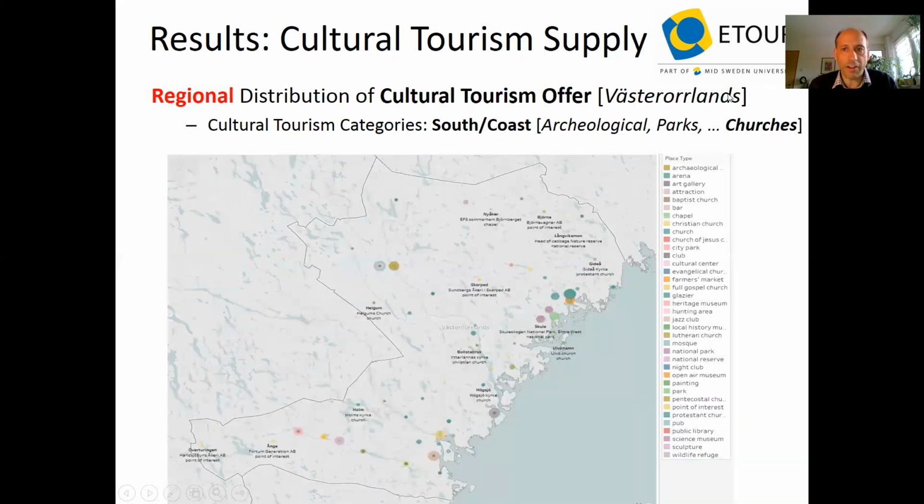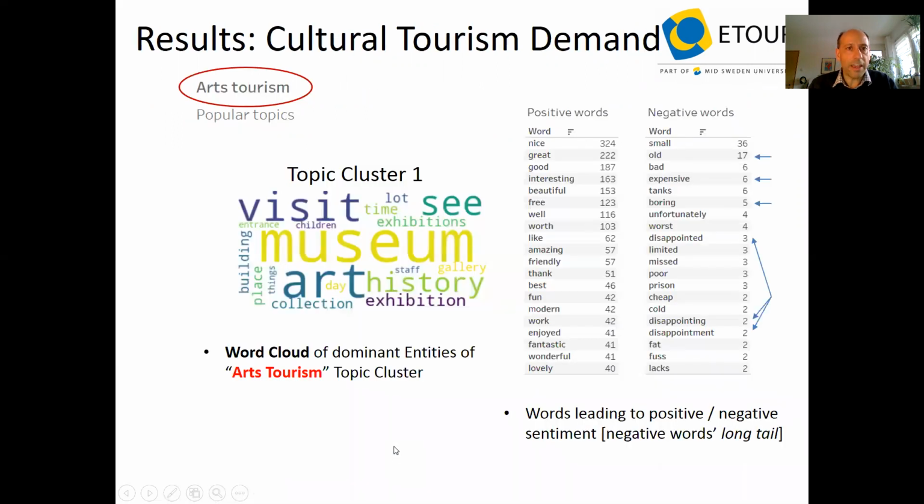In contrast, we have another region, Westerorland, which is basically showing archaeological sites, parks, as well as churches, mostly among the seaside and in the south. Here we see now such a topic cluster, which is shown for the arts tourism.